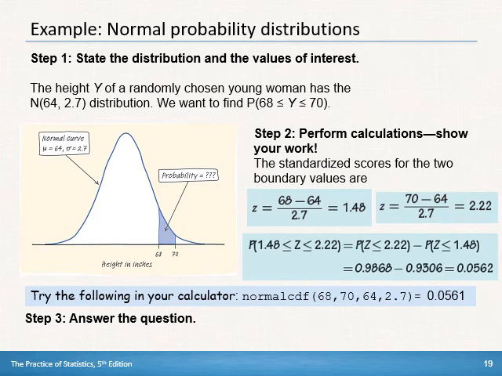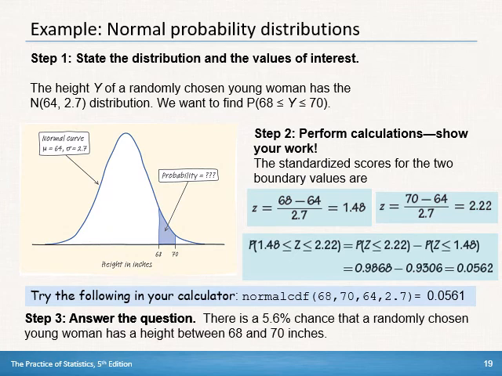Okay, so finally, the third step is answering the question. So that would be your conclusion. So in a sentence, answer the question. What is the probability that we randomly choose a woman and she's between 68 and 70 inches? So we want to say that there is a 5.6% chance, or that the probability is 5.6% that a randomly chosen young woman would be between 68 and 70 inches tall.